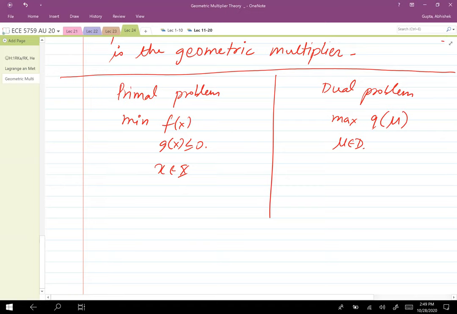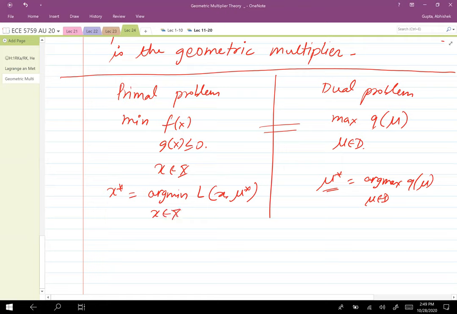And the weak or the strong duality theorem, which we will talk about next week, will show that under some conditions on the functions f and g, these are actually equal. Moreover, the optimal solution to this would be equal to mu star. Mu star will be the argmax. And the optimal solution here would be your x star. And this mu star would be a geometric multiplier to the primal problem. So you can compute x star as argmin of L of x, mu star, x in capital X.